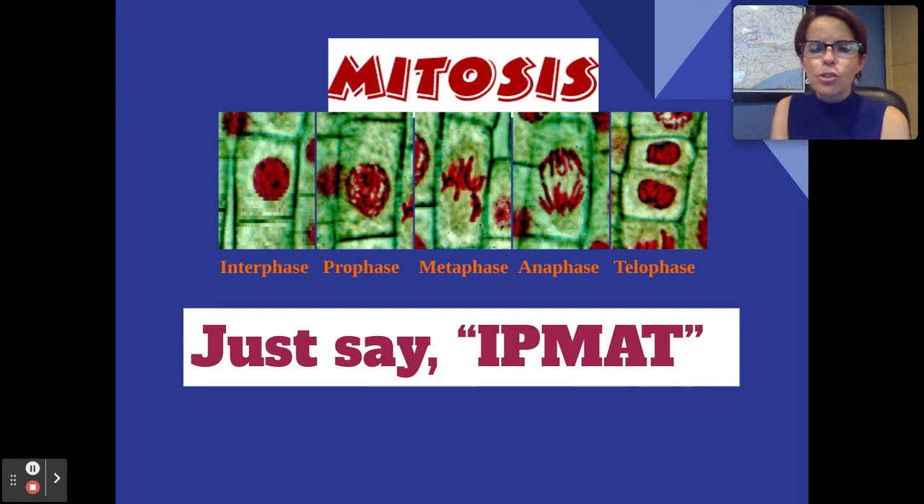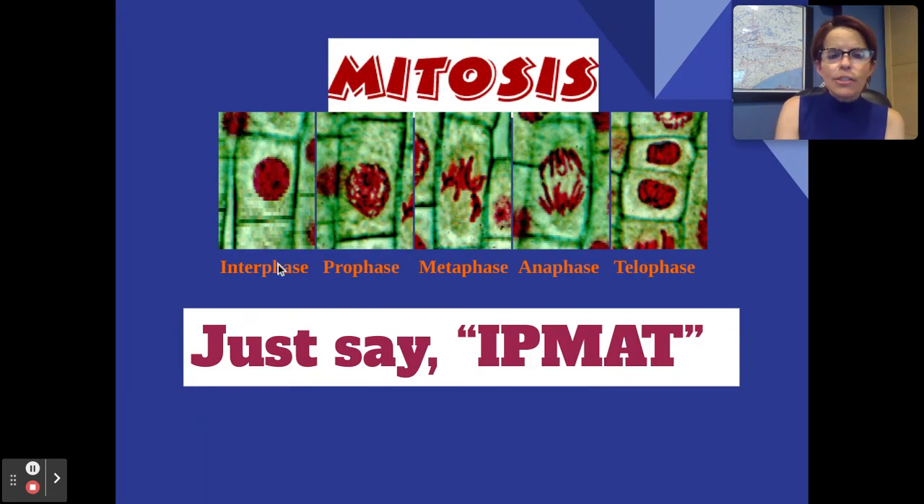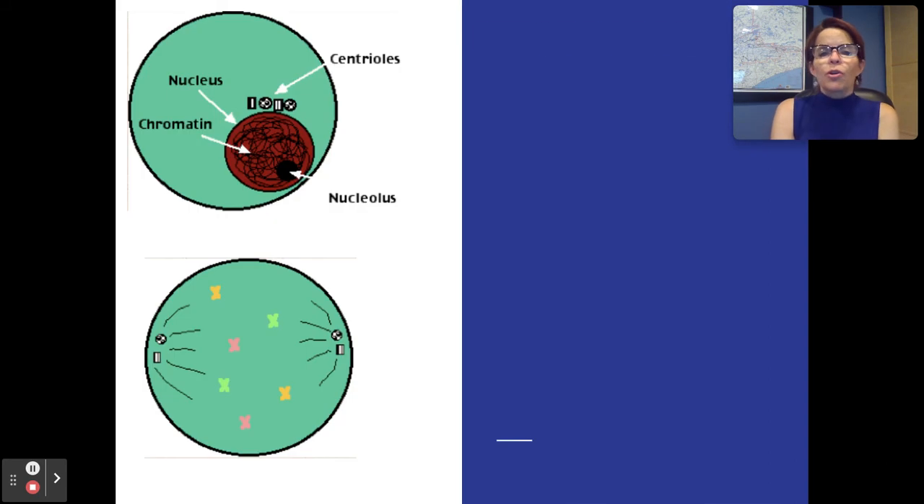And everybody says the stupid phrase IPMAT to remember the stages of mitosis. So I will back up and say interphase is not one of the stages of mitosis. That's just like when a woman is in her not pregnant state. Pregnancy starts with prophase. So prophase is the beginning of mitosis. Interphase is just when the cell is doing what it always does, its normal cell life. Then when it's getting ready to divide, that's prophase. Okay, so I'm going to show you.